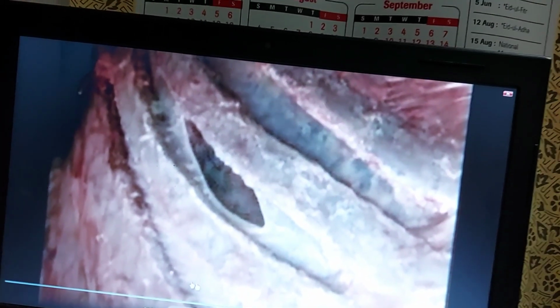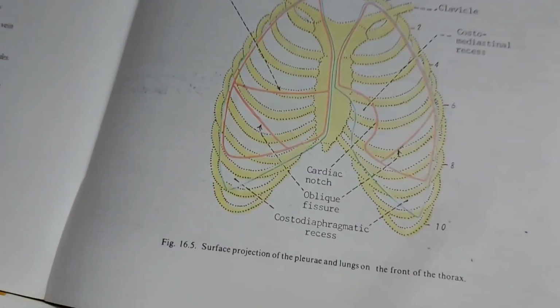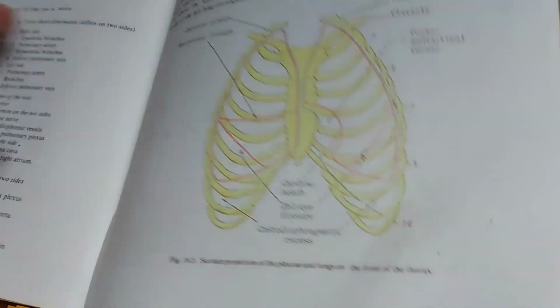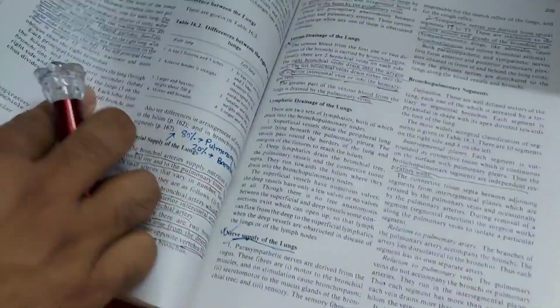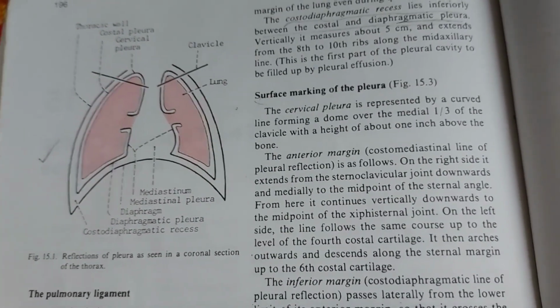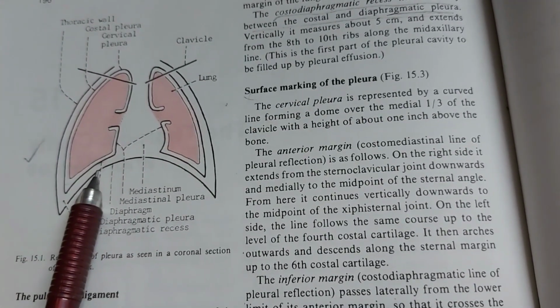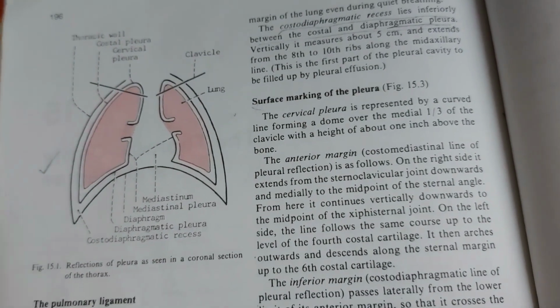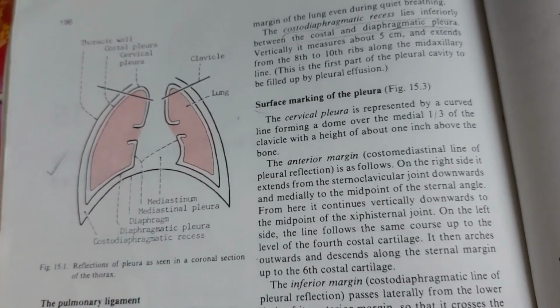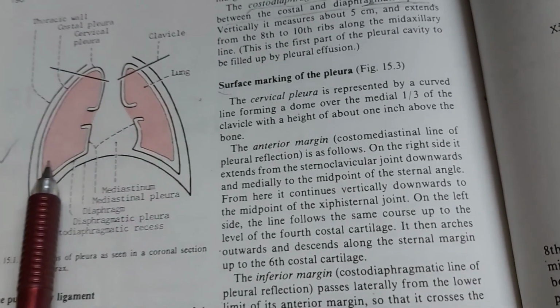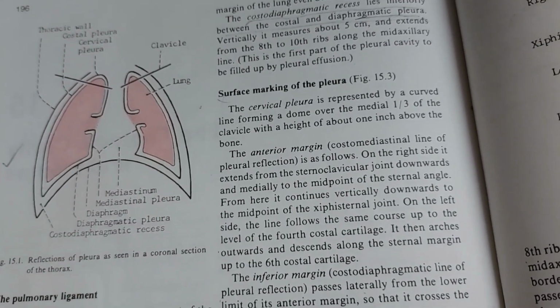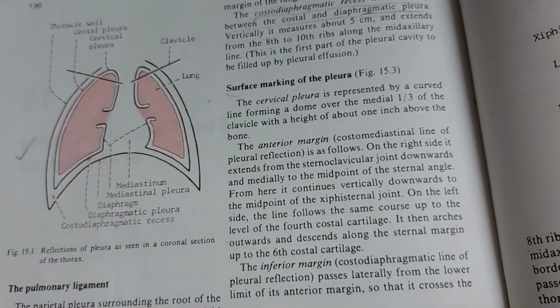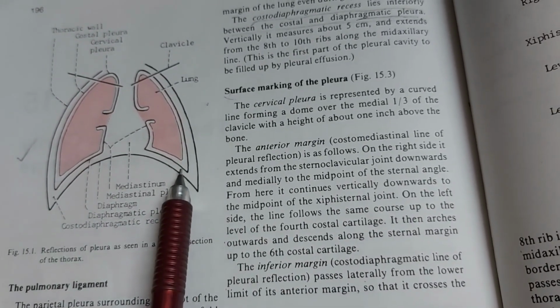The pleura has some potential cavities that are significantly important. If we explain the pleura, this is the mediastinal surface, this is the costal surface, and this is the diaphragmatic surface. And when two surfaces meet each other, there is the recess. This is very important in the clinical area.